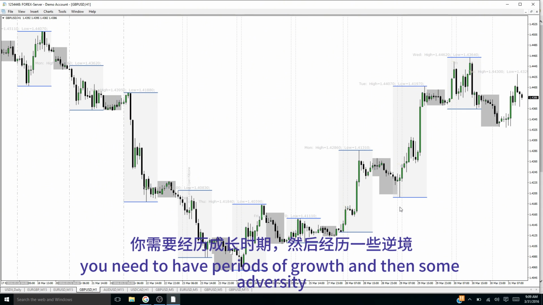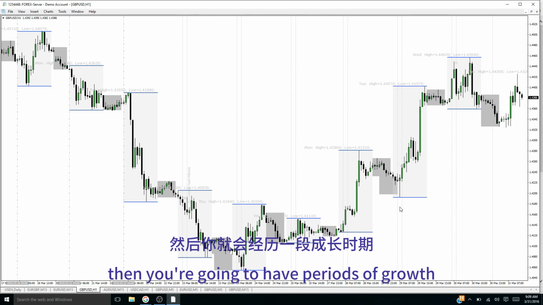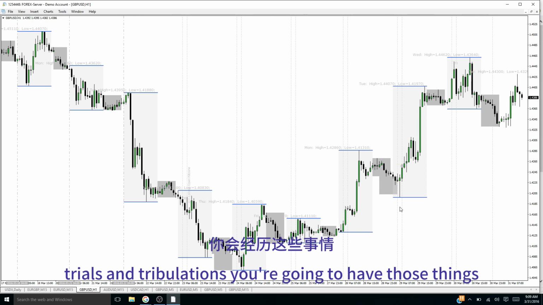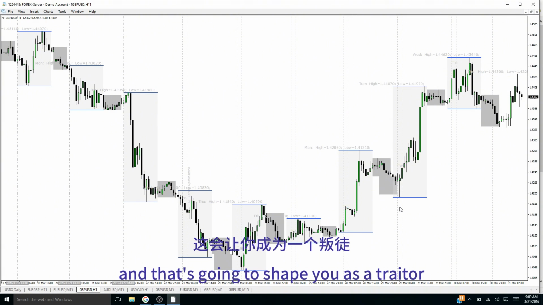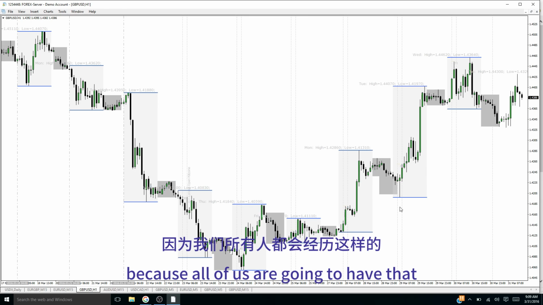You need to have periods of growth and then some adversity because you're going to learn in the adversity. Then you're going to have periods of growth. Then you're going to have newfound adversity, trials and tribulations. You're going to have those things, and that's going to shape you as a trader. So don't get pissed off and cry about how you can't do it well right now, because all of us are going to have that.